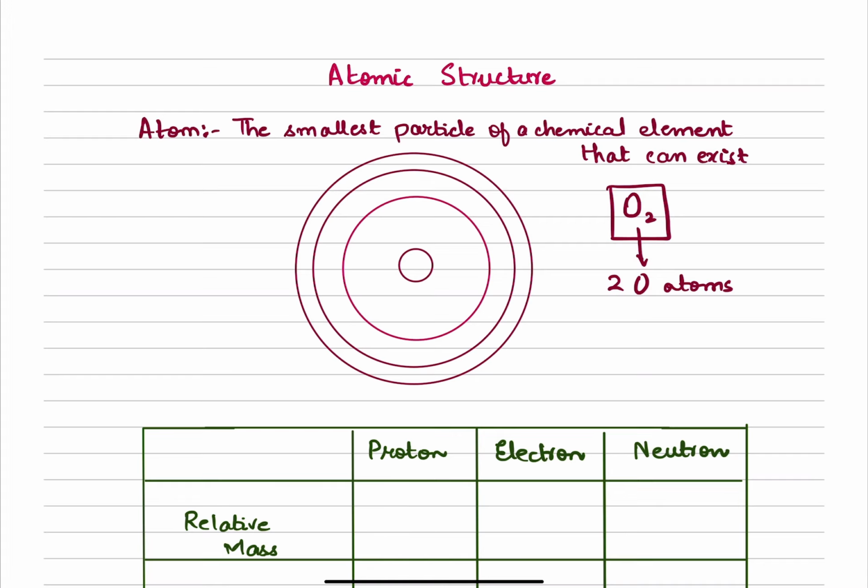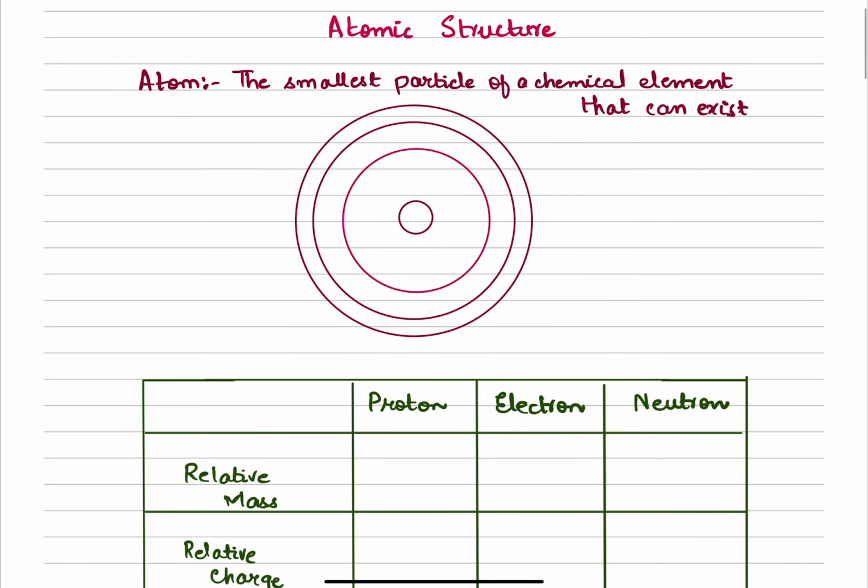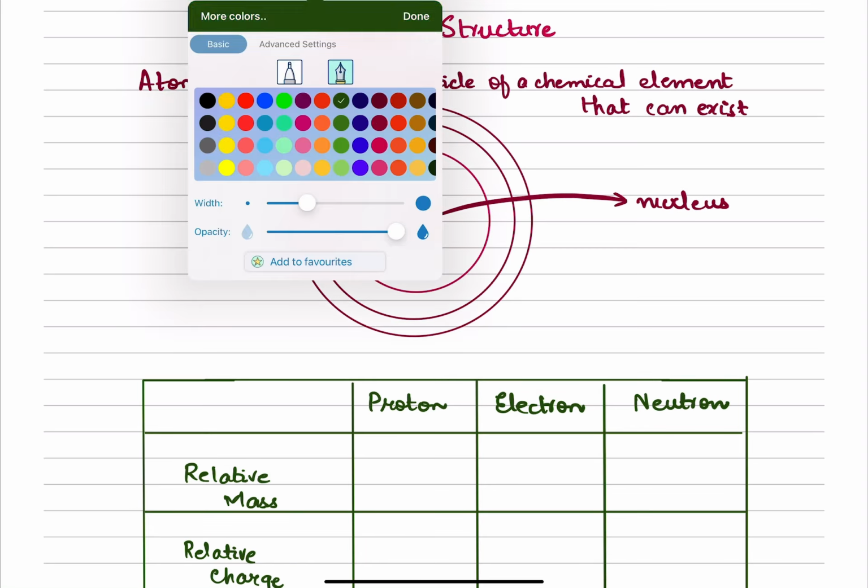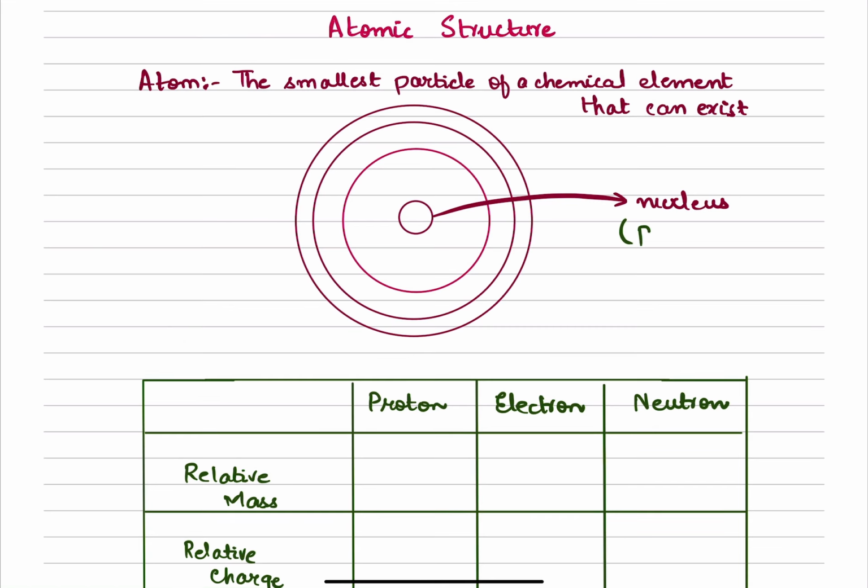Now, let's see how an atom looks. An atom comprises a nucleus. So you can see this small circle here. It's a nucleus. And this nucleus contains two subatomic particles which are called protons and neutrons. This nucleus contains protons and neutrons only.